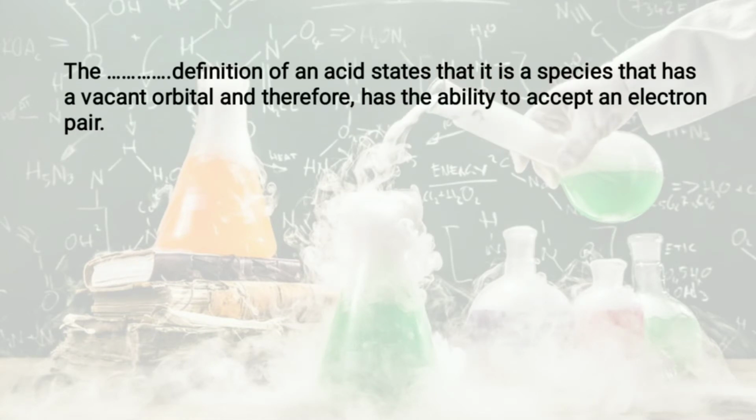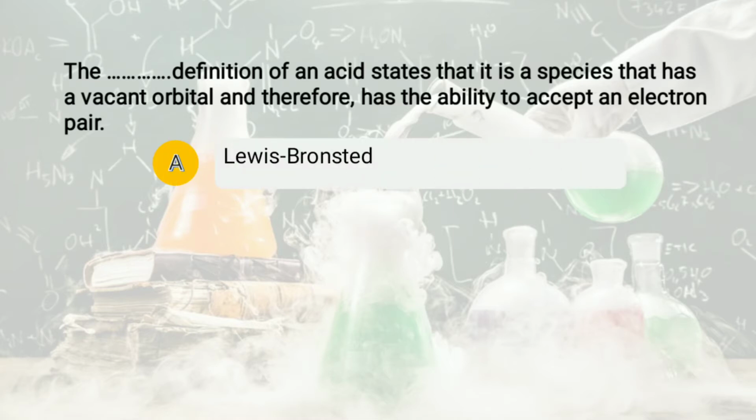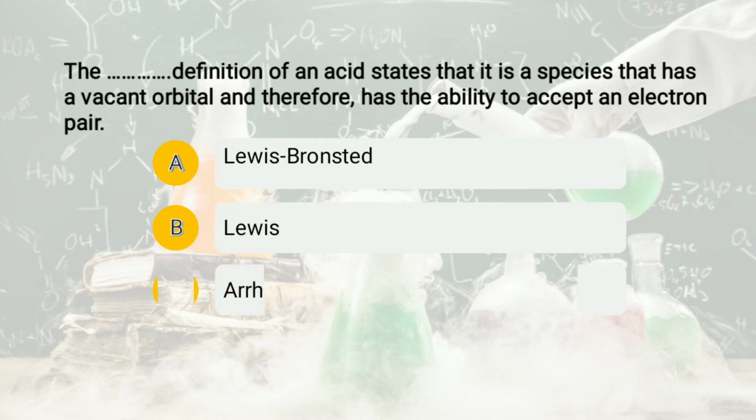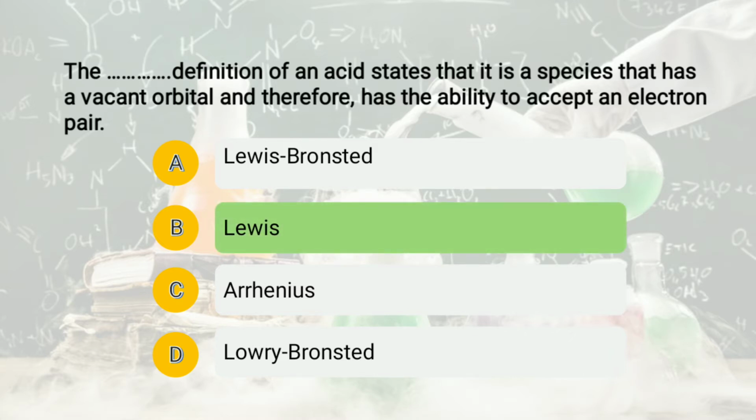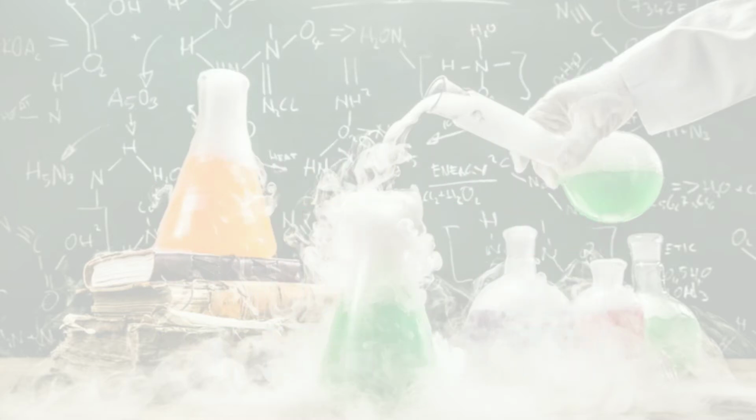The next question is, the dash definition of an acid states that it is a species that has a vacant orbital and therefore has the ability to accept an electron pair. And the options are A. Lewis Bronsted, option number B, that is Lewis, option number C. Arrhenius, or option number D. Lowry Bronsted theory. So students, the right answer of this question is option number B, that is Lewis. Okay, then moving to the next question.